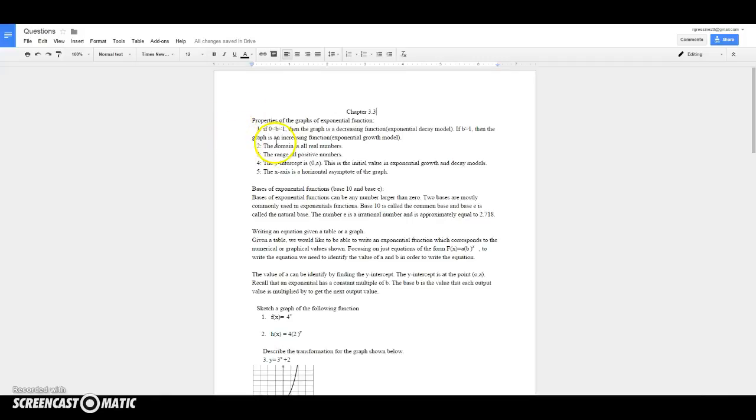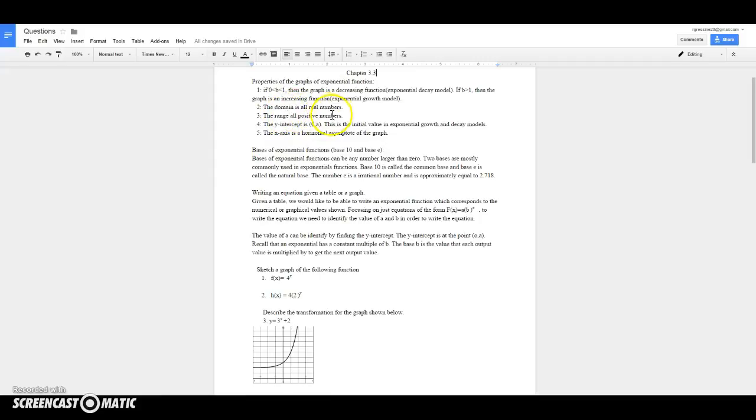What to know about exponential functions? If 0 is less than b and b is less than 1, then it's decreasing. And if b is bigger than 1, then it's automatically increasing. The domain is all real numbers. The range is always positive. The y-intercept is (0, a), and the x-axis is the horizontal asymptote of the graph.